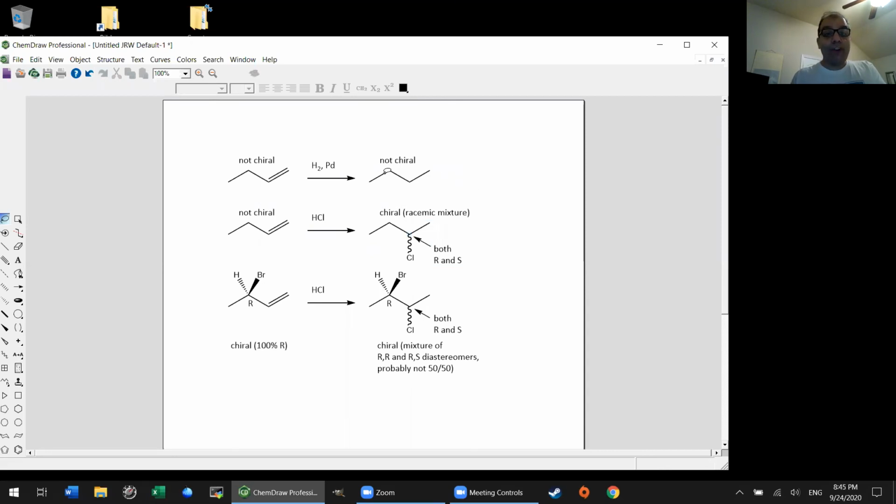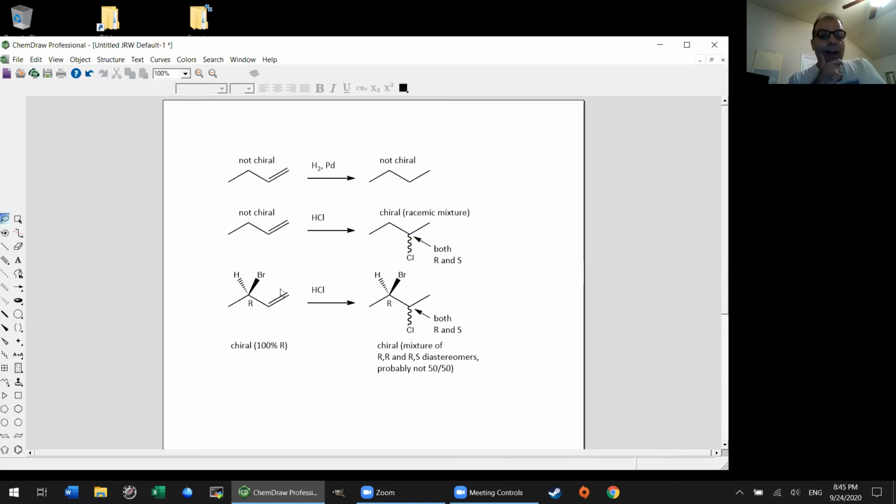So what this shows is that it's possible to get either an achiral product or a chiral product from a reaction with an achiral starting material. And what you need to know is that both are possible, and you need to be ready for either of the two being possible. But it gets even a little more subtle than that.